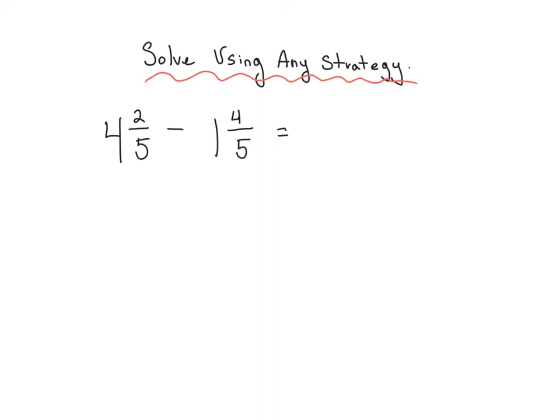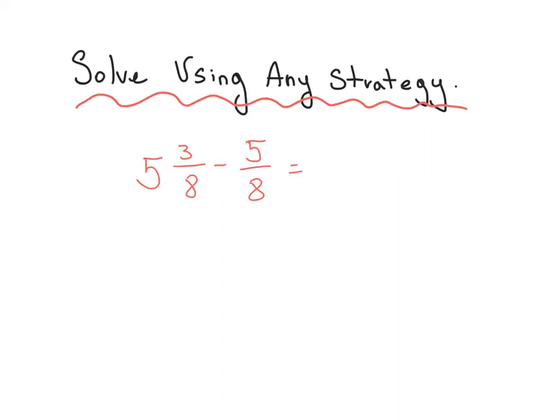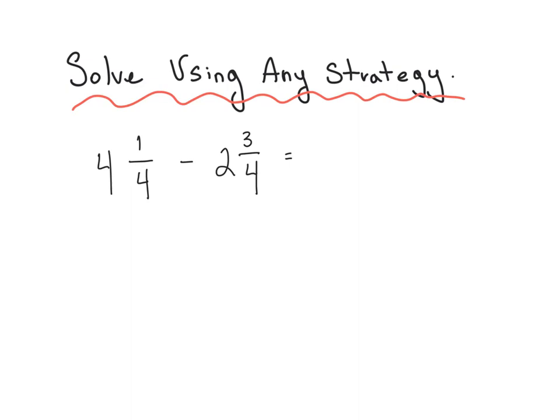First problem tonight, use any strategy you're comfortable with: 4 and 2/5, take away 1 and 4/5, and I want to see your work tomorrow. Bring in those strategies that you feel comfortable with. I want to see it. Second one, 5 and 3/8, take away 5/8. Use any strategy you're comfortable with, and I want to see your work tomorrow. And your last one, use any strategy, again, that you're comfortable with: 4 1/4, take away 2 3/4, and bring in your work tomorrow.